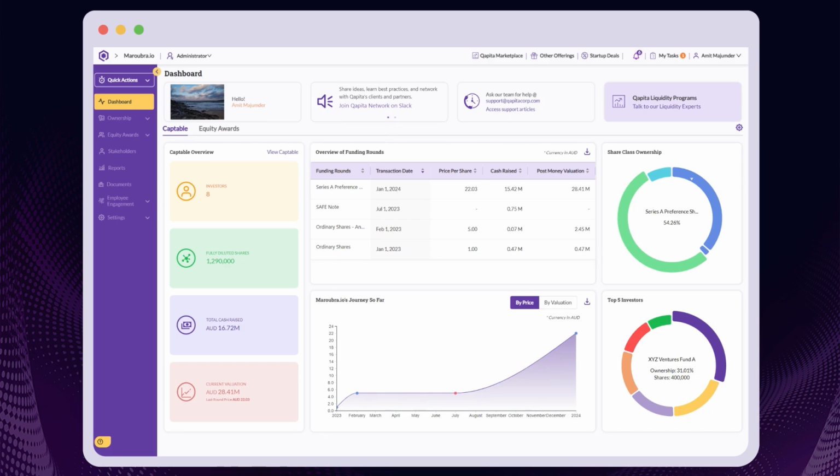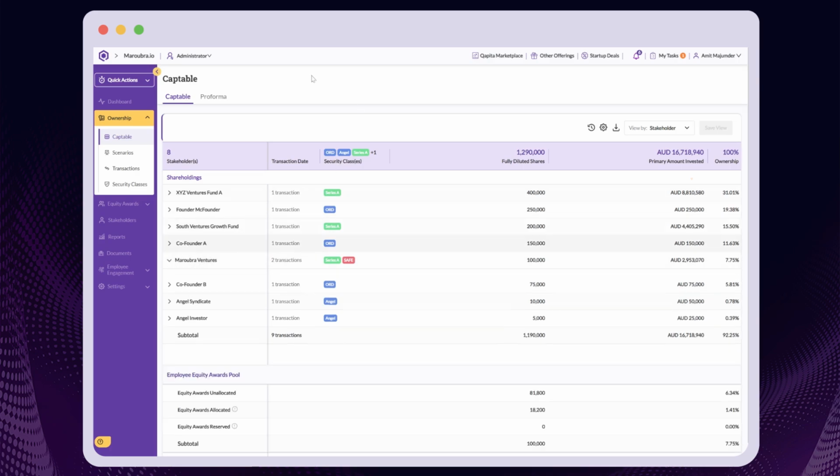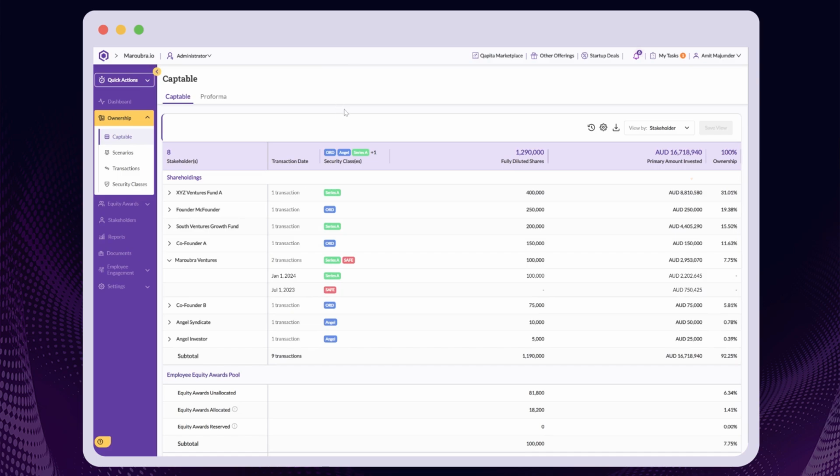Let's do a deep dive into the ownership module. Ownership module helps startups manage their cap table. The cap table provides the ownership breakdown of the current investors, who will also be able to see their participation across multiple rounds. Let's take a step back and explore how the system is set up.